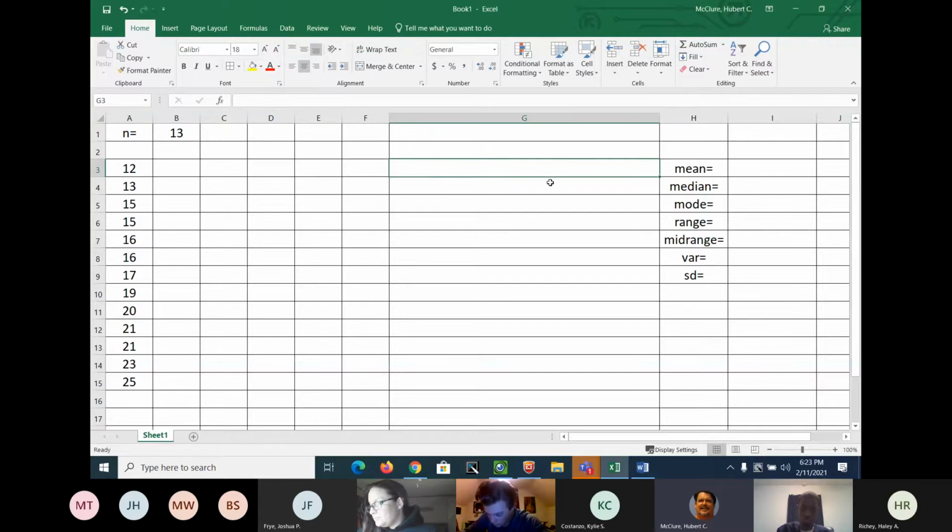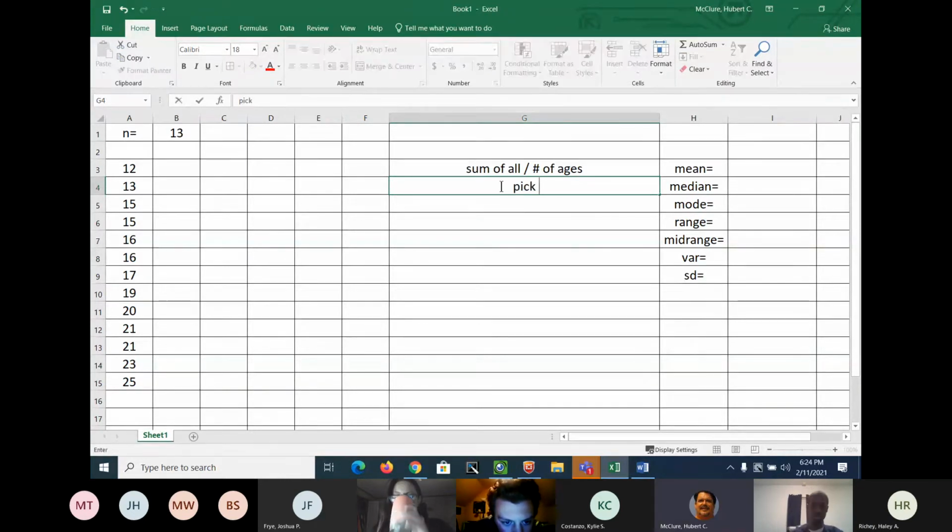The mean is the sum of all, divided by the number of ages. Median. Somebody tell me, is n odd or n even? It's odd. So we're just going to pick the middle number.